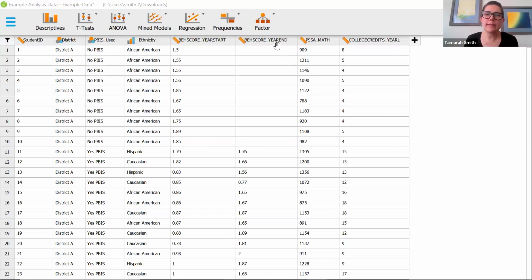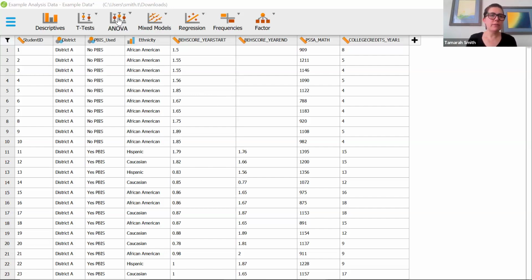So I'm going to look at the year-end behavior score for these kiddos, and I'm going to look at it based on first their ethnicity, to see if the year-end behavioral scores are different based on the different ethnicity groups. And then I'm going to add into the mix what district they're in, to see if the way that the scores play out for the 3 different ethnicity groups is the same in District A as it is in District B, or if it's different in those districts.